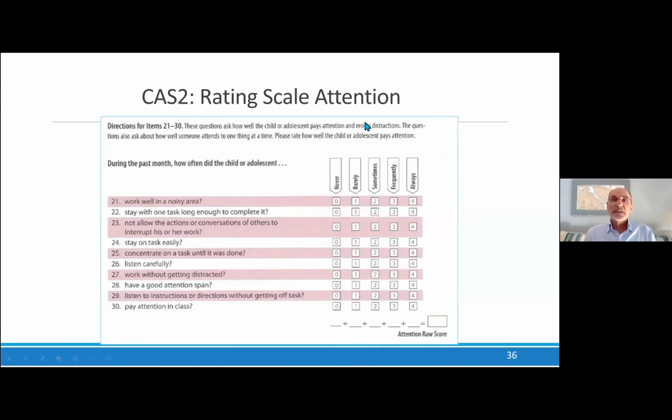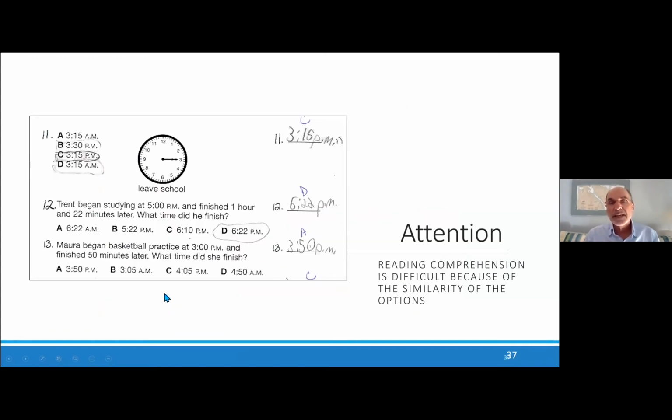So for the attention scale, we ask the teachers, does the child work well in a noisy environment? Can they stay on task and listen carefully? Pay attention. By the way, multiple choice tests are really hard if you have the inattentive type of ADHD. Those individuals do perform poorly, explicitly, on the attention scale on the CAS.